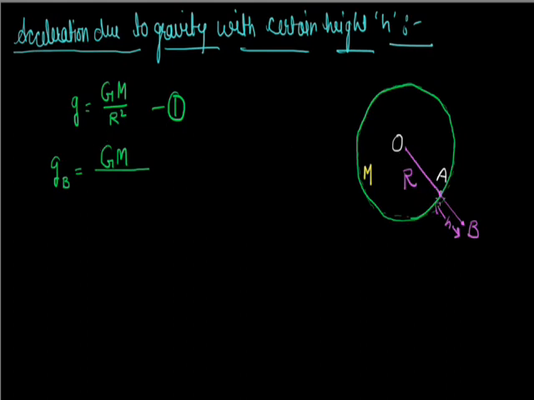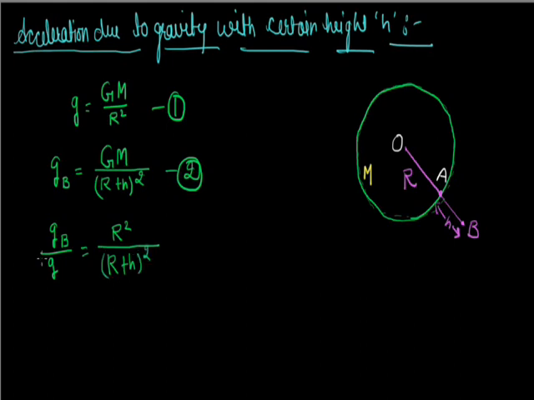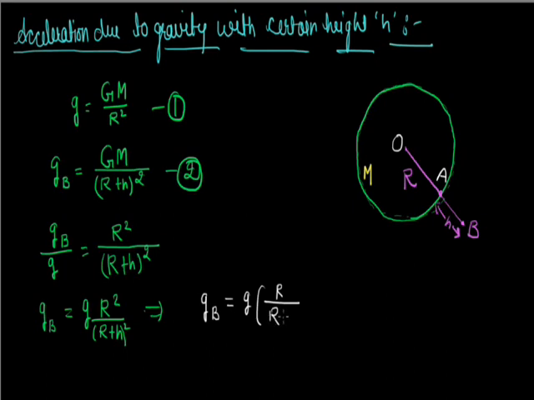So if we consider the object at the surface, then this distance is equal to the radius of the earth. But if the object is placed at point B, then the net distance between the center of the earth and the object will be r plus h. So we can write here (r plus h) whole square. Now by dividing g_B by g, we get r square upon (r plus h) whole square, or we can write g_B equals g r square upon (r plus h) whole square.